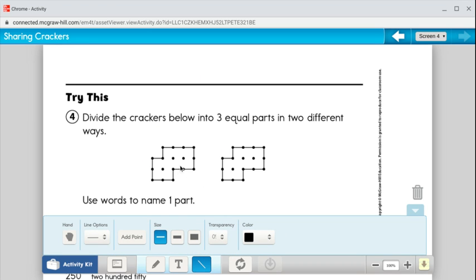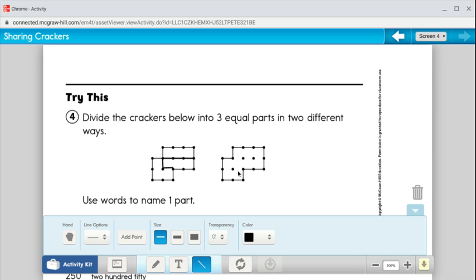Let's do it. Okay. I'm going to give this person 1, 2, 3 little squares. I'm going to draw a line here. All right, now how are we going to do this next person? 1, 2, 3 little squares. I'm going to draw a line here, and I'm going to draw a line here. Let's see. 1, 2, 3. 1, 2, 3. 1, 2, 3. Looks good to me. What do you think? Perfect. All right, let's take a look at this one.